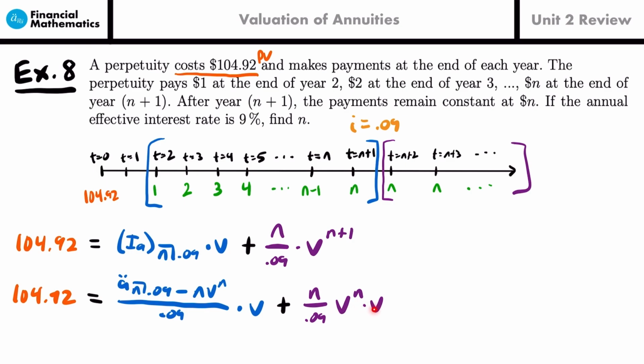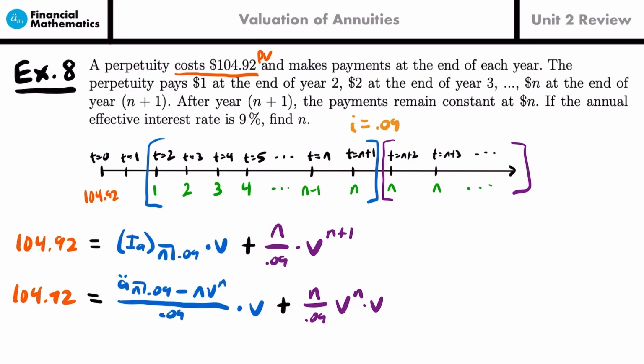Remember that when you multiply like bases, you add the exponents, right? If you had x squared times x cubed, that's equal to x to the fifth power. In the same way, v to the power of n times v to the first power is equal to v to the power of n plus 1. So we are allowed to do this, okay?